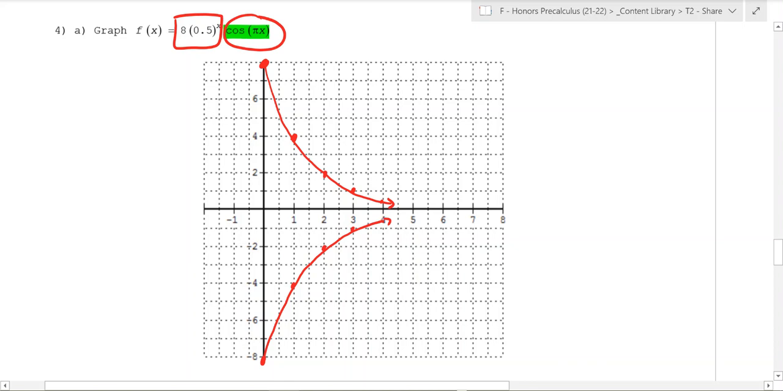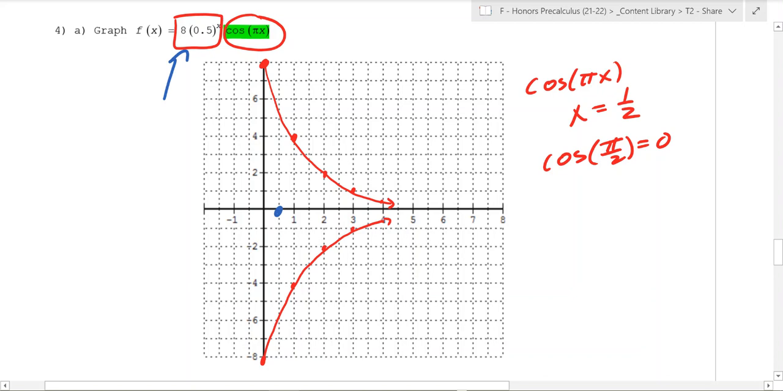So what you know, though, is when is this going to be 0? It's going to be 0 at x equals 1/2. So for example, cosine of pi x, when x is 1/2, you have cosine of pi over 2, which is 0. So when x is half, it's going to be 0, and 0 times this is 0. And then the period is going to be every 1, because if x is 3 over 2, you have cosine of 3 pi over 2, which is again just 0.